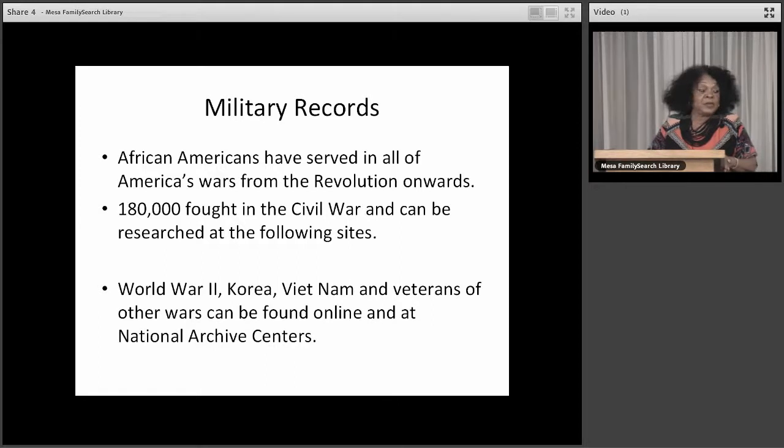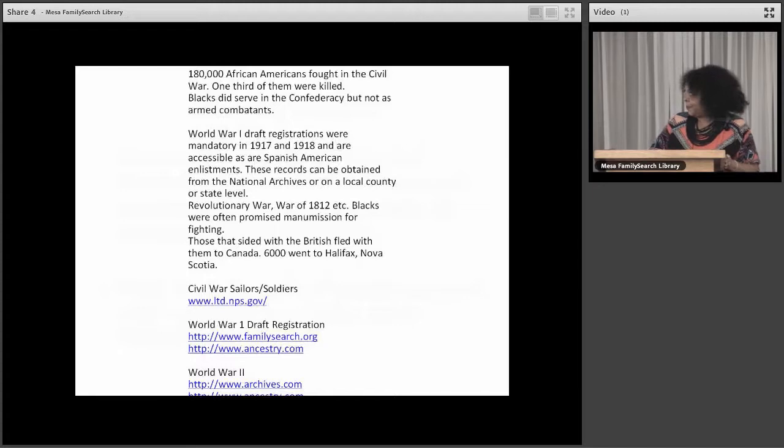Most military records can be obtained through the National Archives, but World War I draft registrations were mandatory. Every man between the ages of 17 and I believe 35 was required to register. So we have these records, and the registration cards for African Americans, they clip the corners on them to identify them, which makes it a little bit easier for us now. I'm not sure about their motivation then.